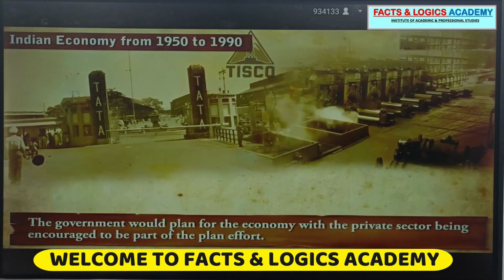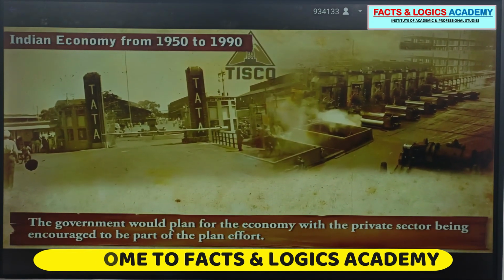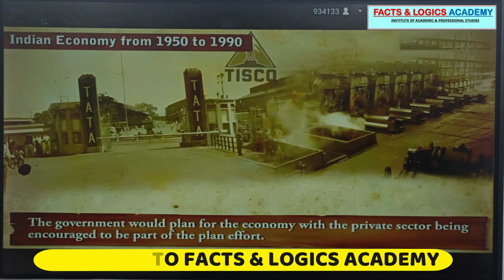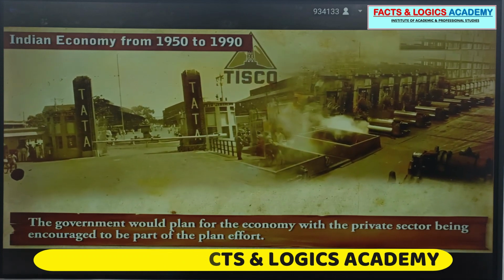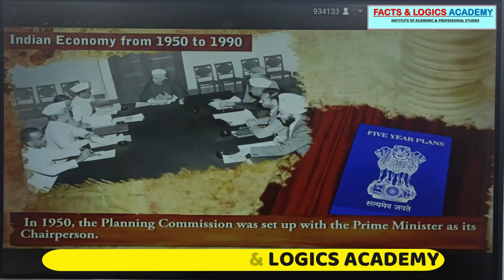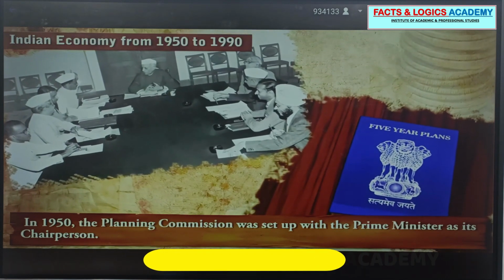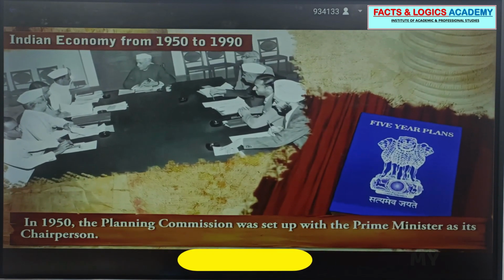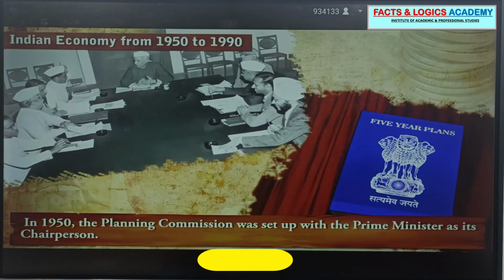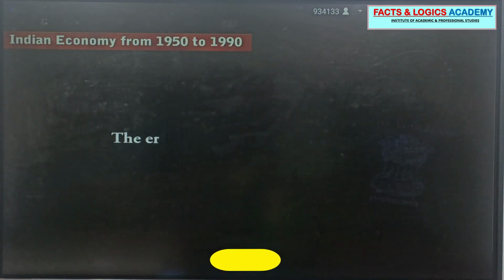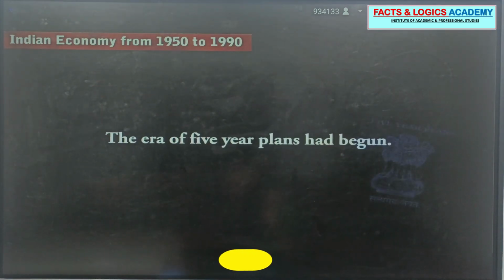The government would plan for the economy, with the private sector being encouraged to be a part of the plan effort. In 1950, the Planning Commission was set up with the Prime Minister as its chairperson. The era of 5-year plans had begun.